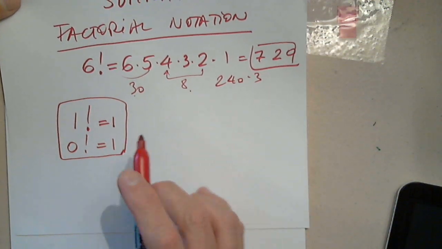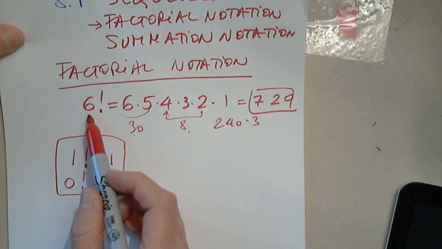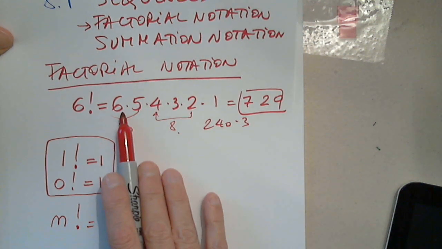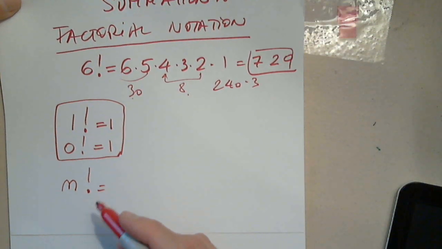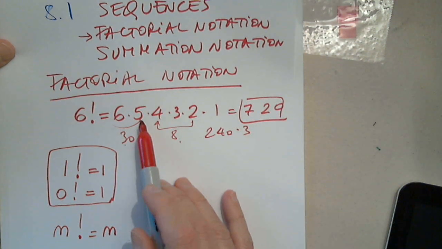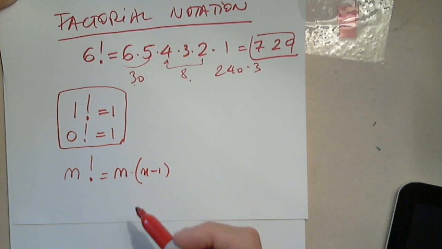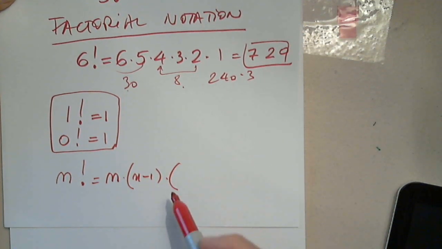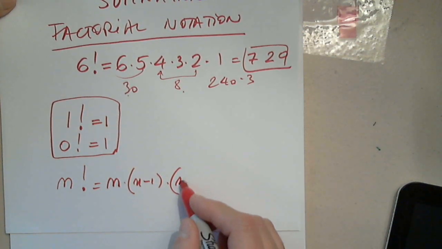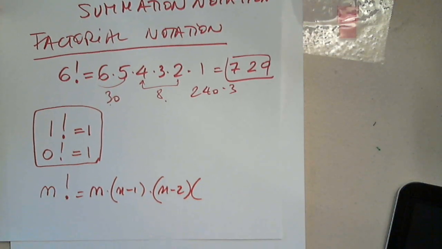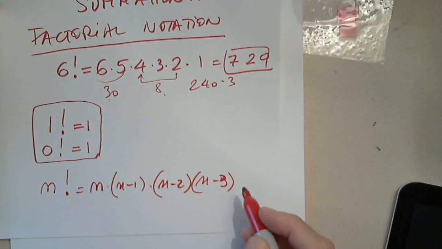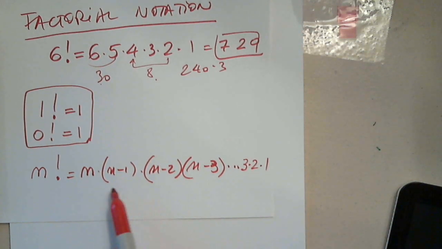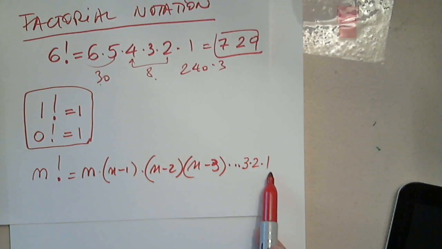What is the general formula for this? Because it can be anything, right? So if it's n factorial, we follow the same pattern. We always start with the number we are given. So I have to start with n. How do I get the next one? I multiply by a number that I subtract 1 from the previous one. And multiply by, I subtract 1 from the previous one. I subtract 1 from the previous one. Dot dot dot, 3 times 2 times 1. So no matter what this number is, I will end up at 1.